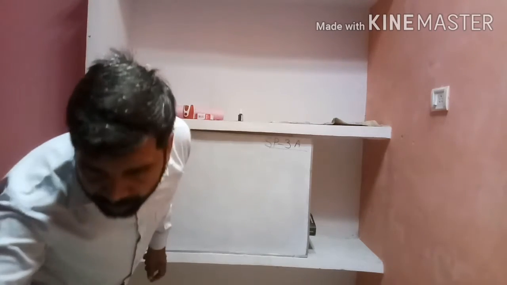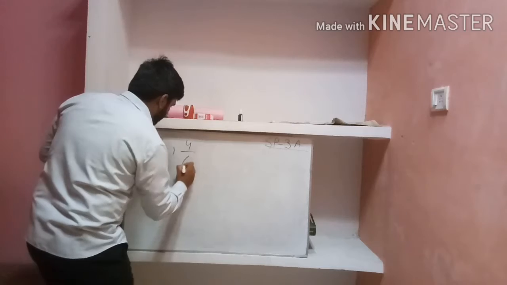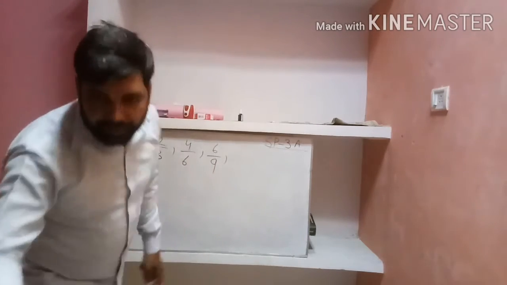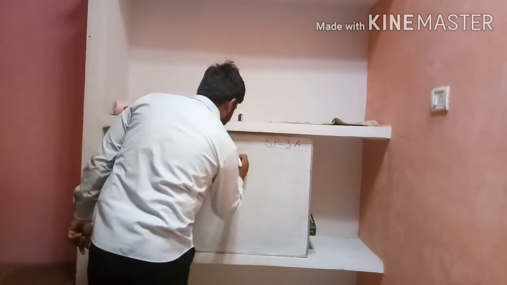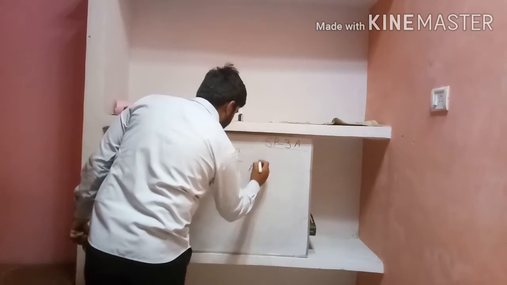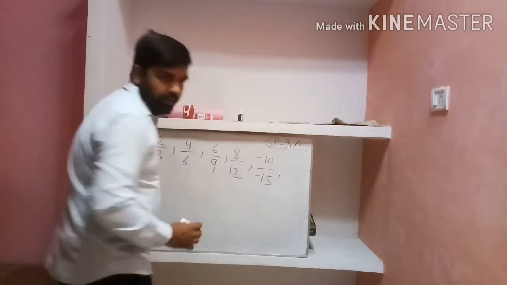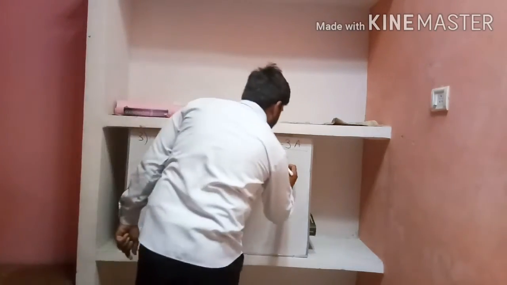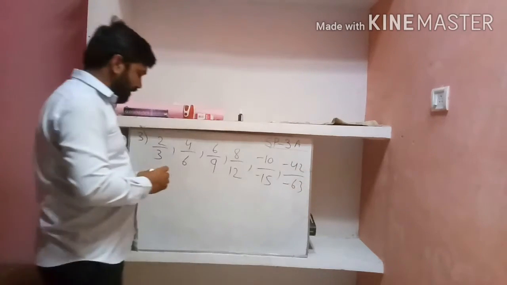Okay. So 2 by 3, 4 by 6, 6 by 9, 8 by 12, minus 10 by minus 15. And after that, minus 42 by minus 63. Yes, you see it is.